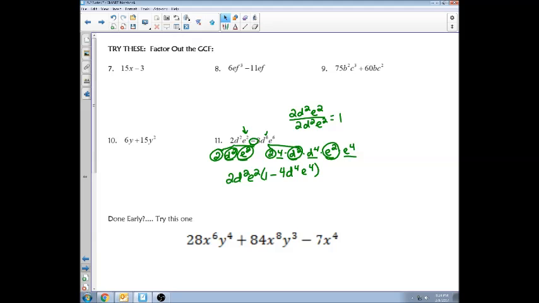Remember that the GCF is the largest number that all of the terms in our polynomial will share. When I take out the GCF, I'm going to take each term and divide by my GCF. When I finish, I'm going to write my new polynomial as the GCF times what is left over from all of the terms.